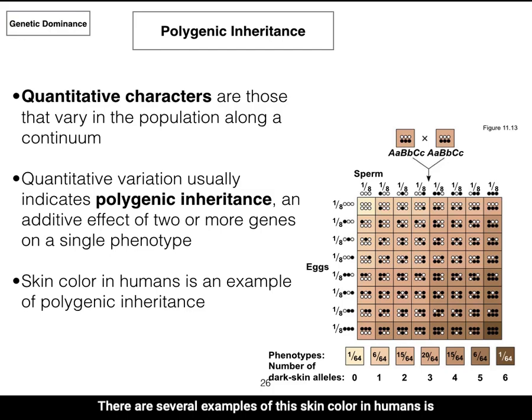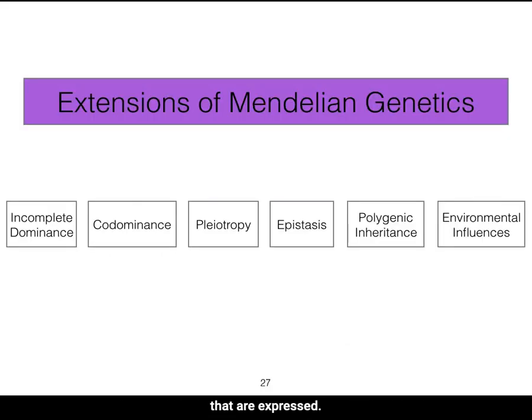Skin color in humans is an example of polygenic inheritance. If you look at the diagram on the right-hand side of the screen, you can see the difference in skin colors as it relates to various genes and which genes are expressed. There are several phenotypes. In this particular figure, they've described 6 phenotypes, ranging from light to dark skin. These different phenotypes arise from a variation of genes that are expressed.